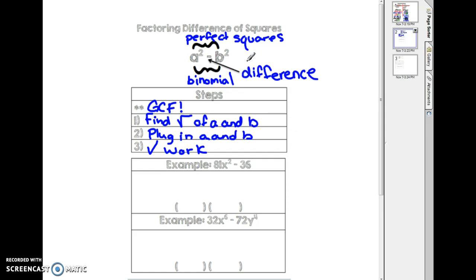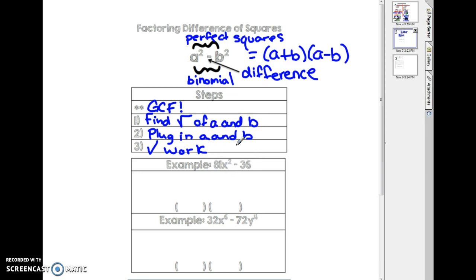Now here's the formula for these. If you see a squared minus b squared, then you can make it equal to a plus b and a minus b. Or vice versa, a minus b, a plus b. Alright, so the example here, 81 and 36.